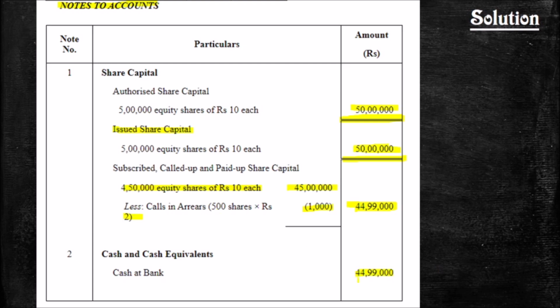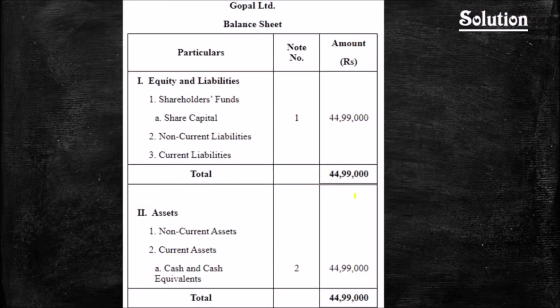So when we draw the format of the balance sheet, there also under shareholders' funds, we will write share capital, what we got, 44 lakh 99,000. And under assets, we will write in current assets the item cash and cash equivalents, the amount of money coming into the cash or bank, 44 lakh 99,000. In this way, we are recording the items.